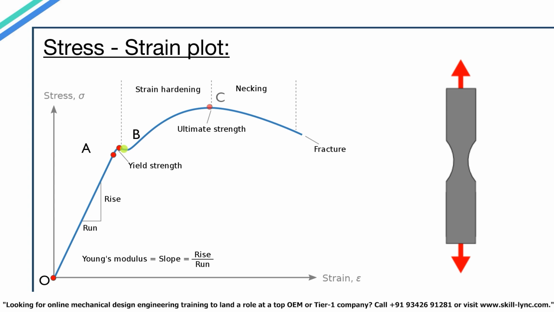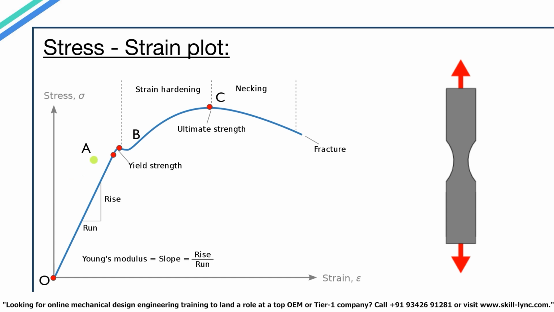But point B on the graph is the point after which the plastic deformation starts. So if you apply a stress value higher than the value corresponding to point B, then even after removing the stress, there will be some permanent plastic deformation in the material. This point B after which the plastic deformation begins is known as the elastic limit or the yield point of the material. After point B, you will notice that the graph has flattened.